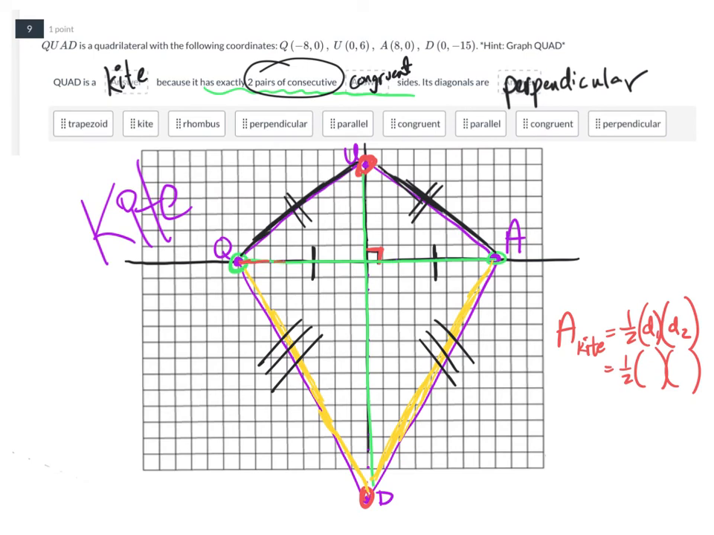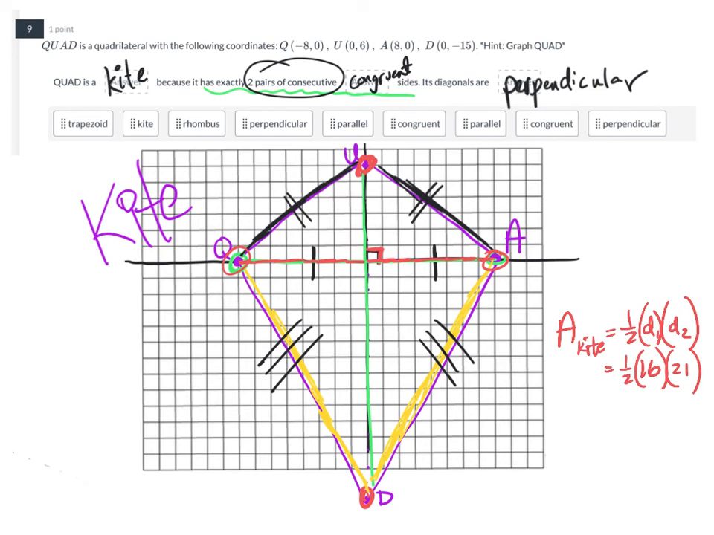Let's count. 1, 2, 3, 4, 5, 6, 7, 8, 9, 10, 11, 12, 13, 14, 15, 16. So diagonal 1 is 16 units. You could have known that because Q was 8 units to the left and A was 8 units to the right. 16. Now I'm going to take a shortcut here. I know that the distance from U to D is going to be 21 units. I didn't count it. I just knew that U was 6 units up and D was 15 units down. So I'm not going to waste your time counting. I'm just going to let you know it's 21.